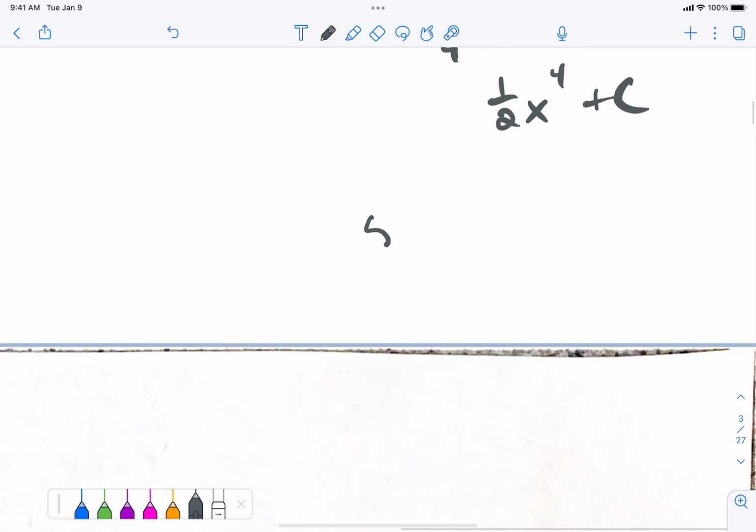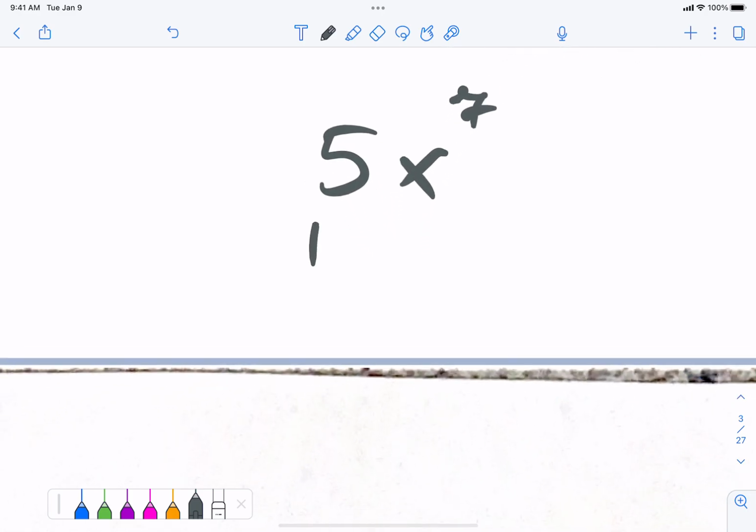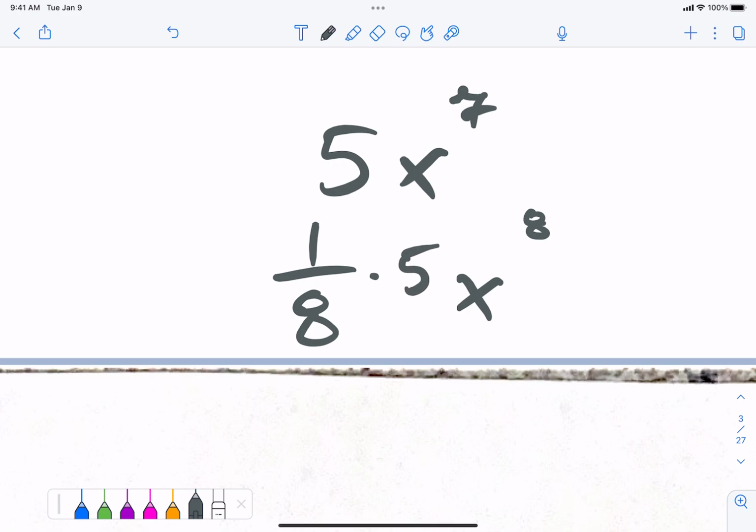Let's do 5x to the 7th power. I think this was one we already did, right? Yes. Okay, so x to the 7th would be 1 over 8 x to the 8th power. But then we take it times 5. So 5/8 x to the 8th power. Got it? All right. Woohoo.